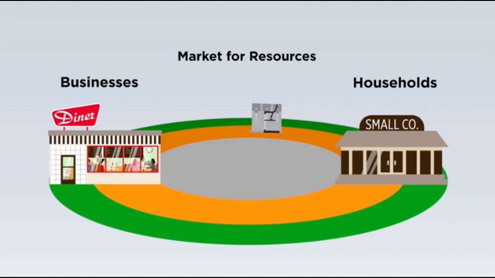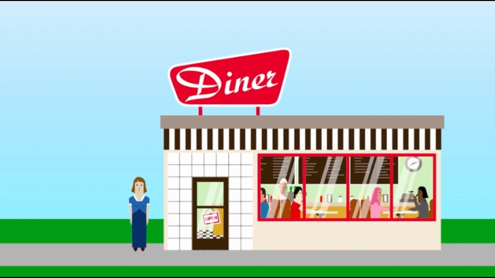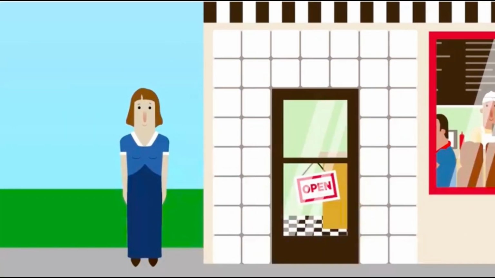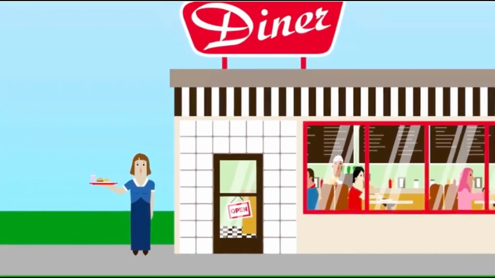The new milkshake machine and French fry cutter, capital resources, were bought from a business 3 states over, and the stockholders of that business are members of households. Finally, the diner itself is owned by Alice, who is a member of a household and an entrepreneur who has turned her skill of making the best homemade fries in town into a successful business.